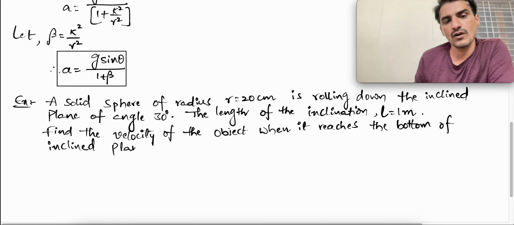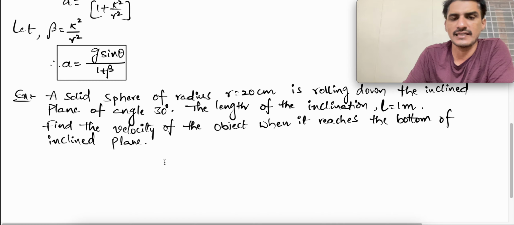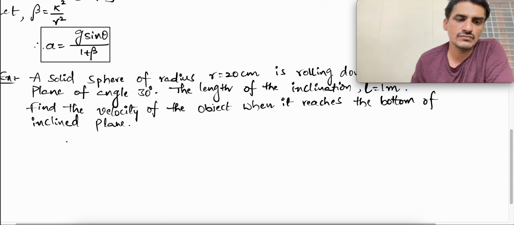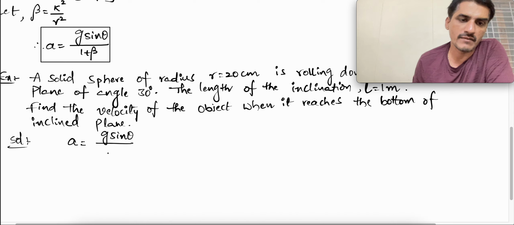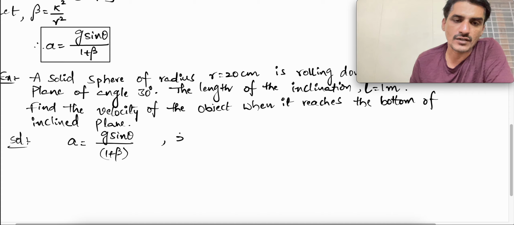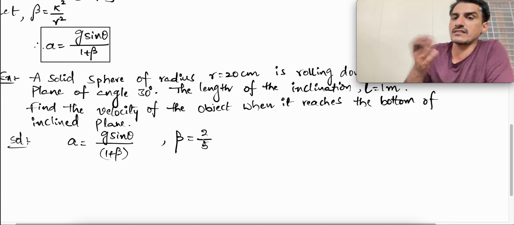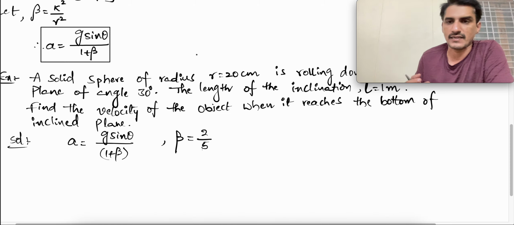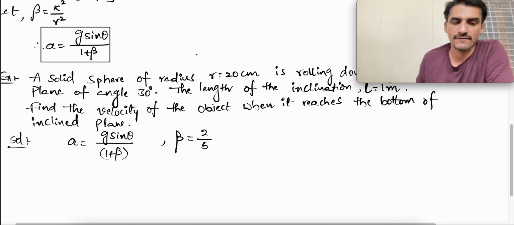Okay, if we want to find this, then usually the formula is like this. What is the formula? A is equal to g sine theta divided by 1 plus beta. Here for a solid sphere, what is the beta value? It is just 2 by 5. How can you say? Because k square is 2 by 5 r square, so k square divided by r square is 2 by 5 r square divided by r square. R square gets cancelled. You will get 2 by 5. Okay, now let us substitute that value here.